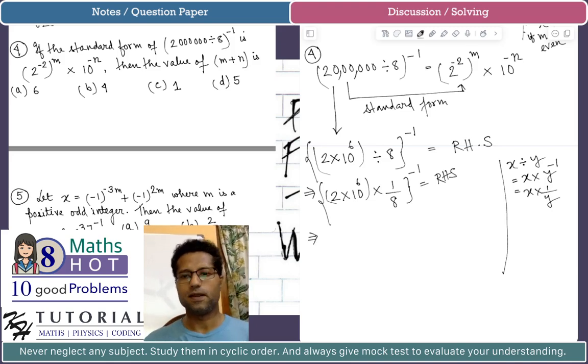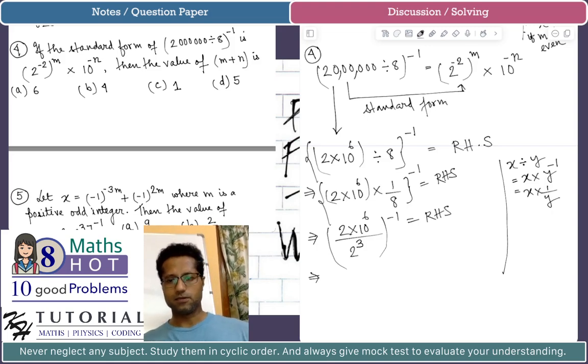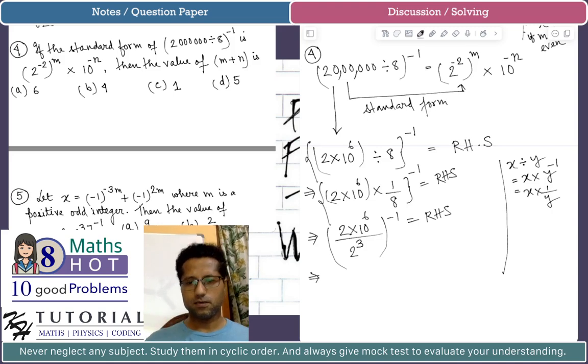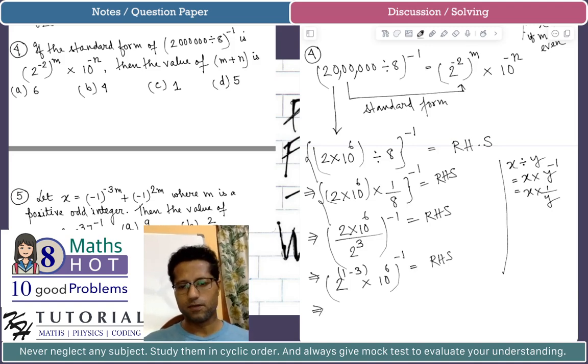Now this is equal to 2 multiplied by 10 to the power 6 divided by 8, and I am writing 8 as 2 to the power 3, with the whole raised to the power minus 1 equals RHS. Simplifying the base, merging the powers of 2, we get 2 to the power 1 minus 3 multiplied by 10 to the power 6, and this means 2 to the power minus 2 multiplied by 10 to the power 6, this whole raised to the power minus 1.